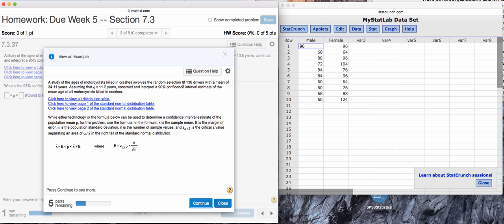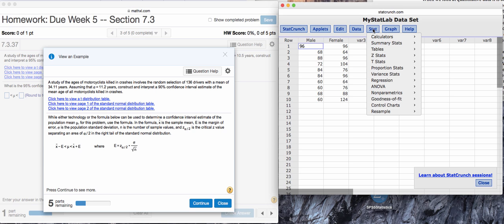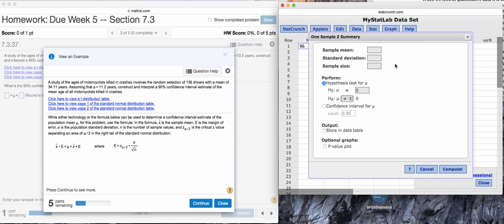We have 136 drivers. They've already calculated the mean and standard deviation for us. That means we're working with a normal distribution with summary information, not raw data or a list of numbers. So let's go to the z-stat. One sample. We're working with summary information.